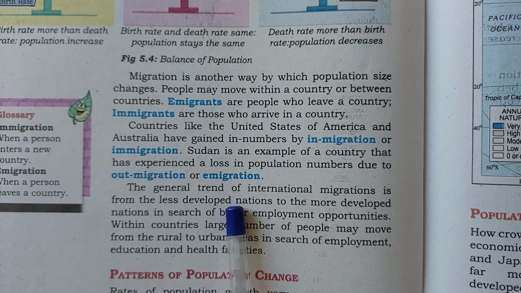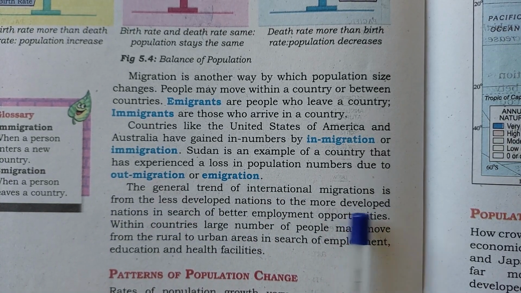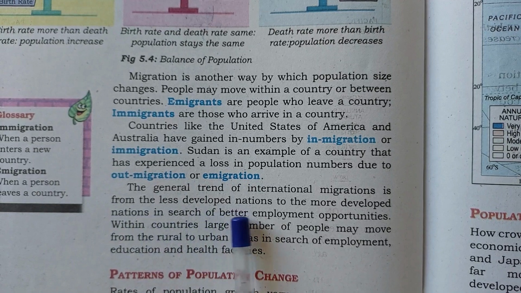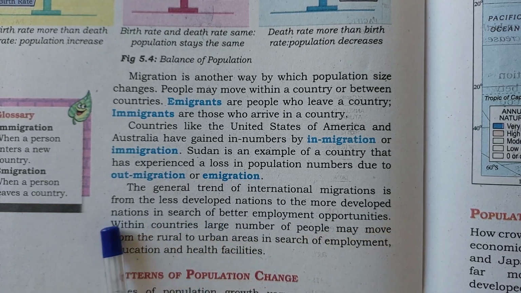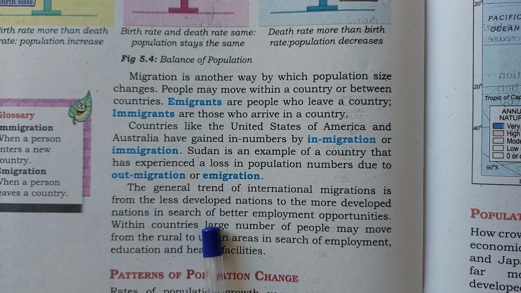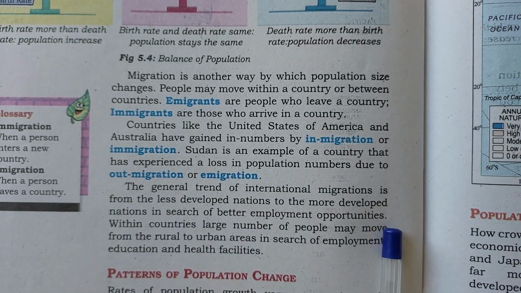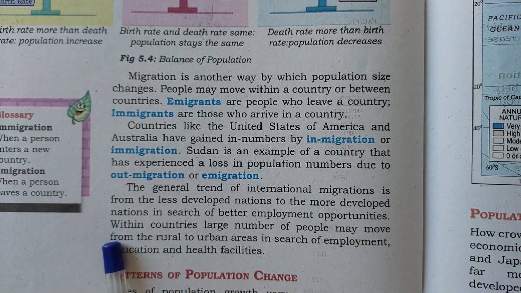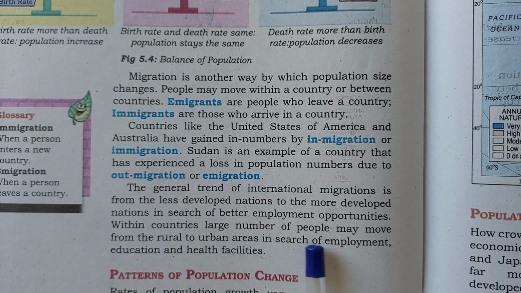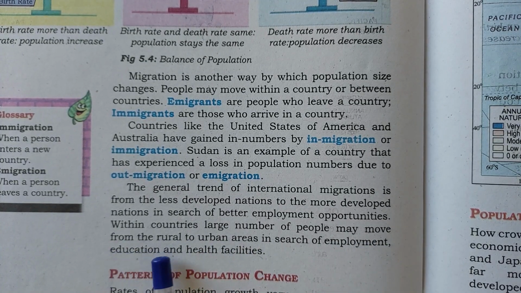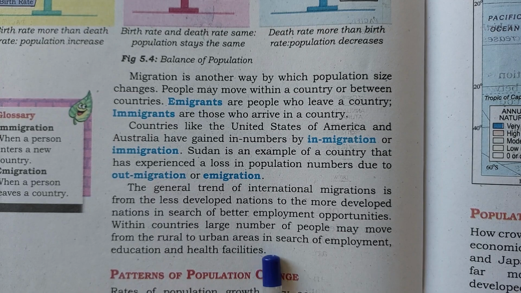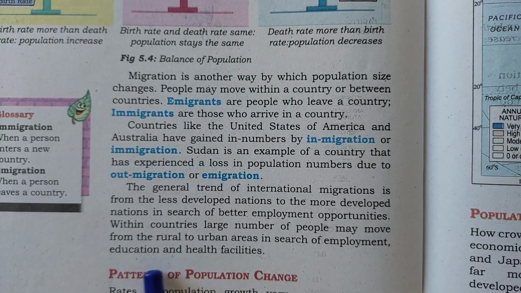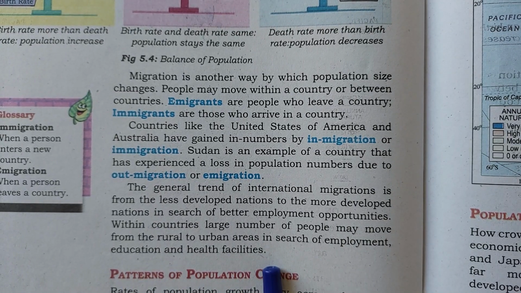The general trend of international migrations is from the less developed nations to the more developed nations in search of better employment opportunities. Within countries, large numbers of people may move from the rural to urban areas in search of employment, education, and health facilities.